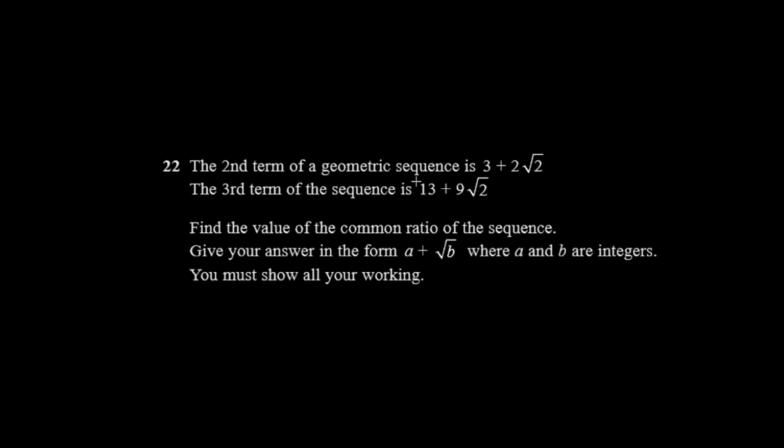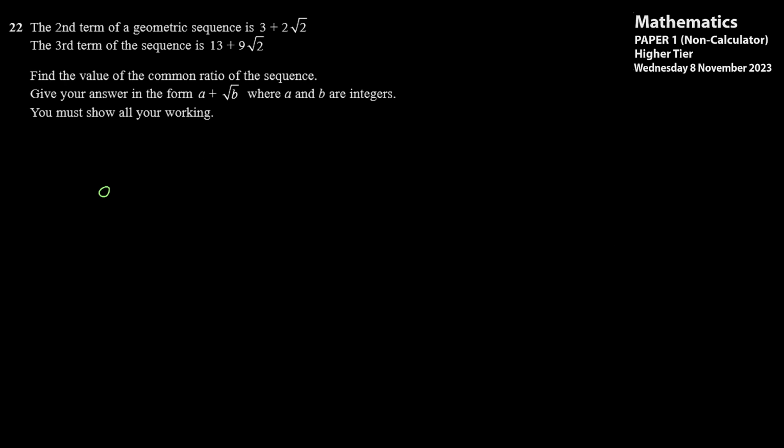I always think with these questions it's really good to start with writing out the general form of a geometric series. It starts with the value a. The next term will be ar. The next term will be ar squared. And on it goes. So this is term 1, this is term 2, this is term 3. So we've been given the values of term 2, which is 3 plus 2 root 2, and term 3, which is 13 plus 9 root 2.